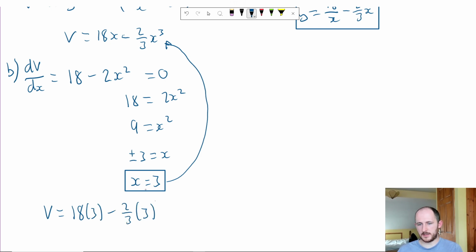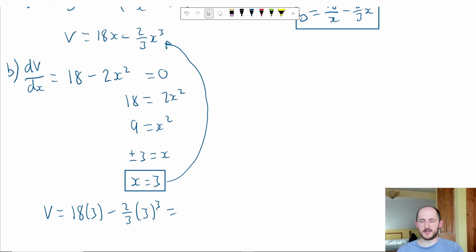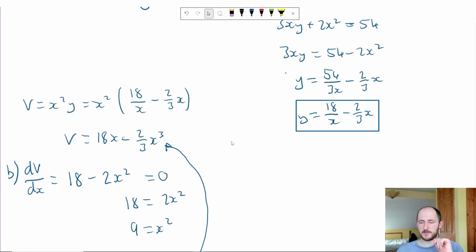And here we go. I'm just going to use a calculator because I'm lazy, but laziness is fine. Better than making mistakes, that's for sure. 2/3, 3 cubed, gives me 36. That's a nice number. And I don't know if this is a maximum or minimum value yet. This should be in meters cubed, because we had meters there.